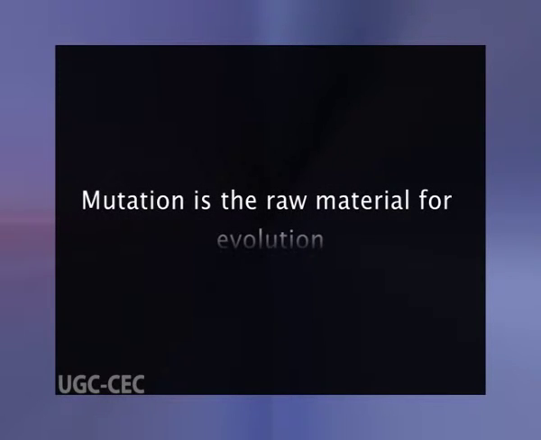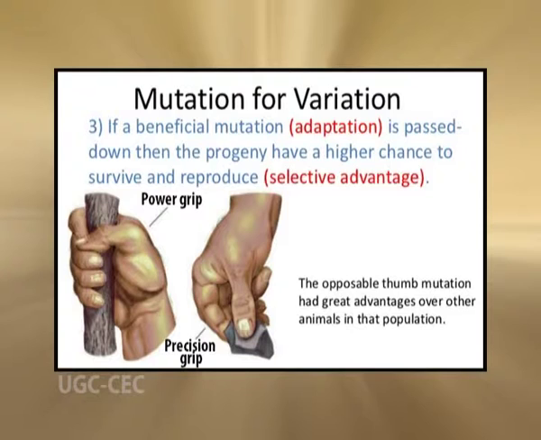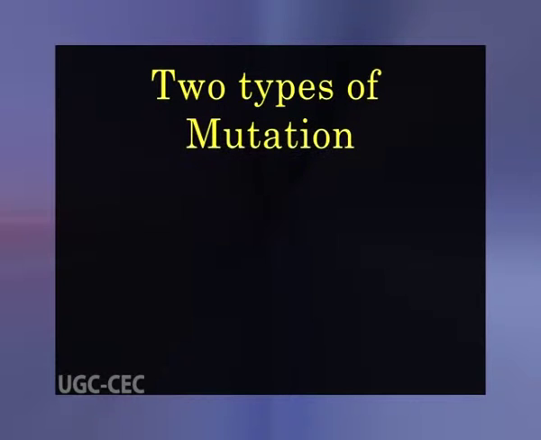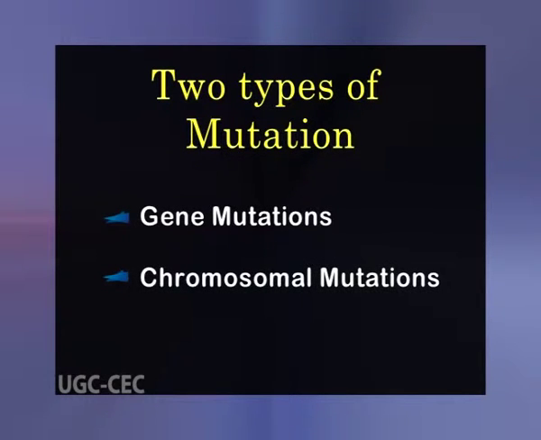Mutation is the raw material for evolution. Had there been no mutation, all the genes would have been present in only one form, and there would have been no evolution and no adaptation to the environment. Mutations are of 2 types: gene mutations and chromosomal mutations. Gene mutations.